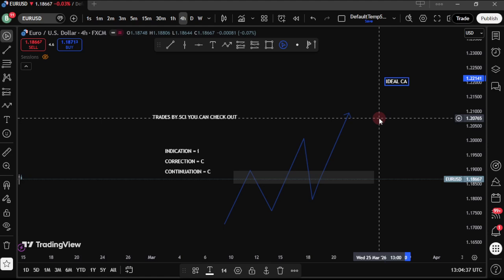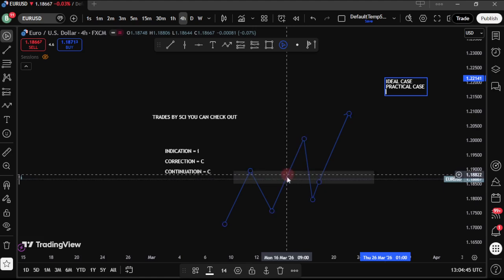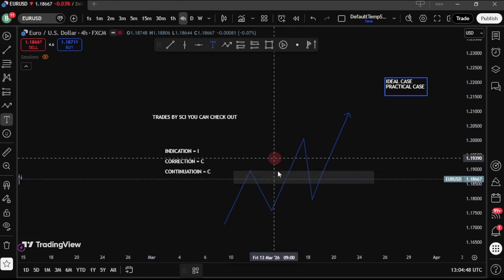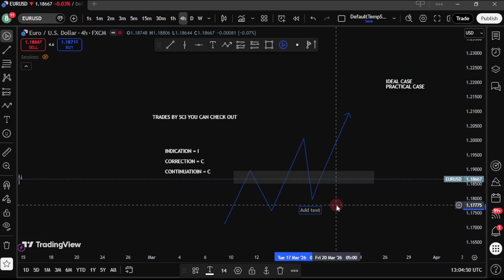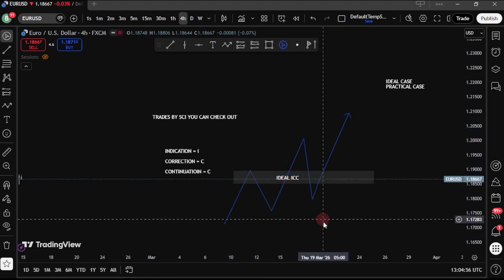Let me say the ideal case. Okay. Then we're going to have the practical case. So this is the ideal case of ICC. Let me call it ideal ICC. Let me just put it here so that we know this is the ideal situation.